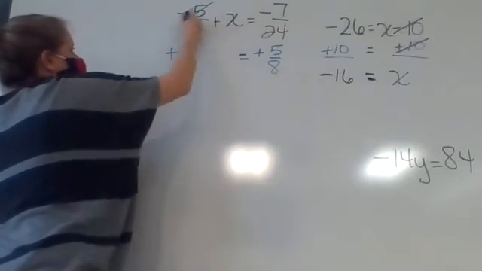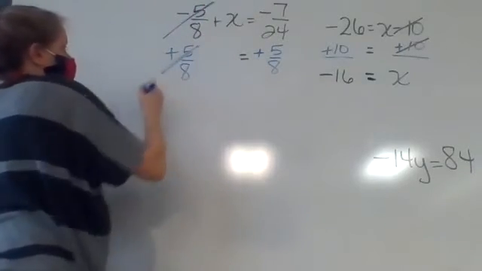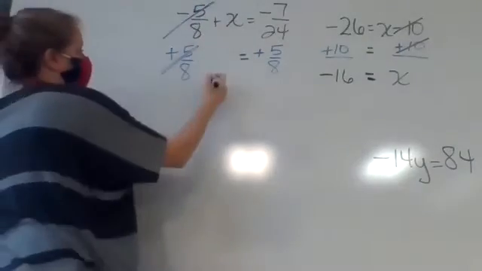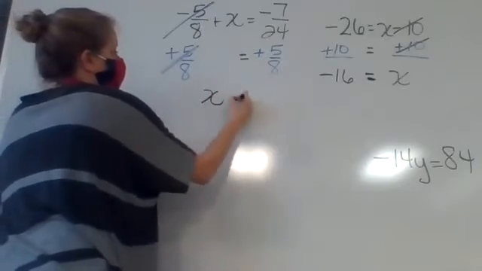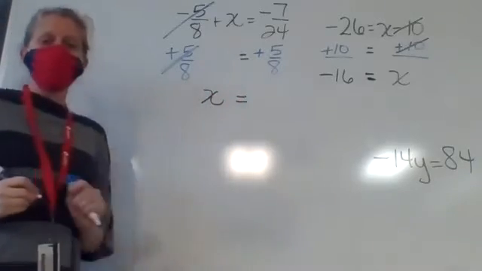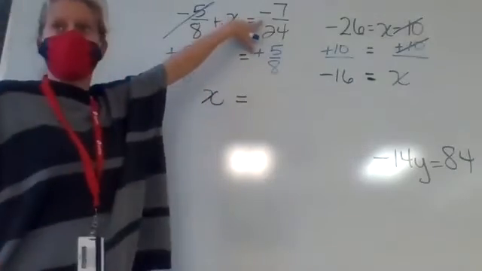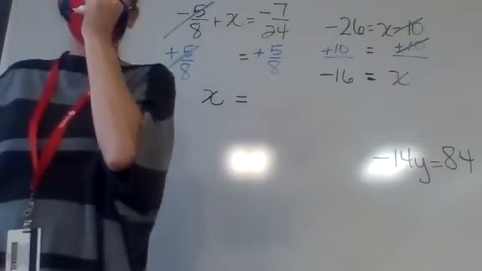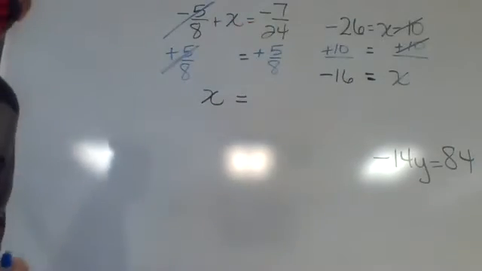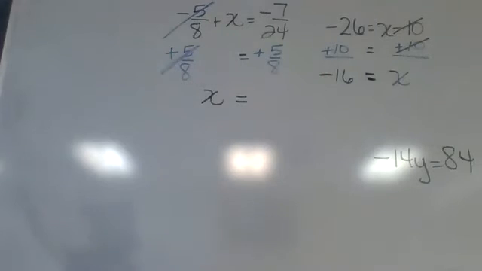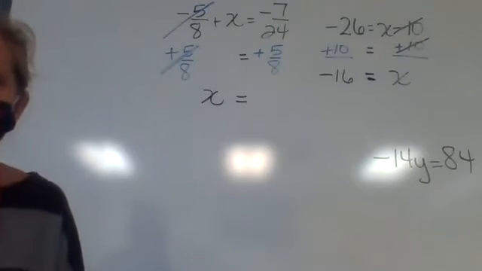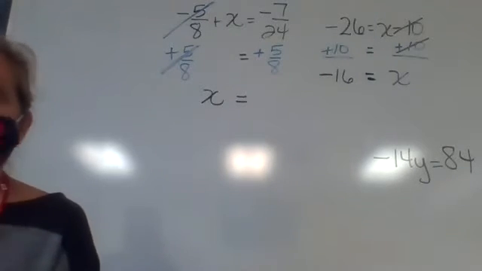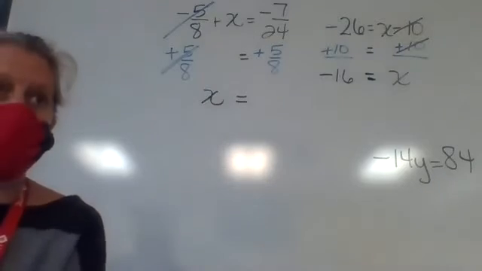So the good news is this side's easy. The negative 5/8 plus 5/8 is going to disappear. All I'm going to be left with is the x, which is good, right? X is alone. So as long as I can figure out what this mess is, I'm done. Now remember, your calculator will add and subtract fractions even if they don't have the same denominator. That right there is worth the price of the calculator, right?